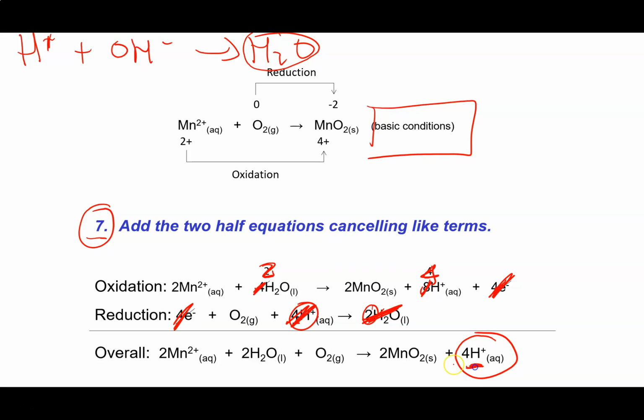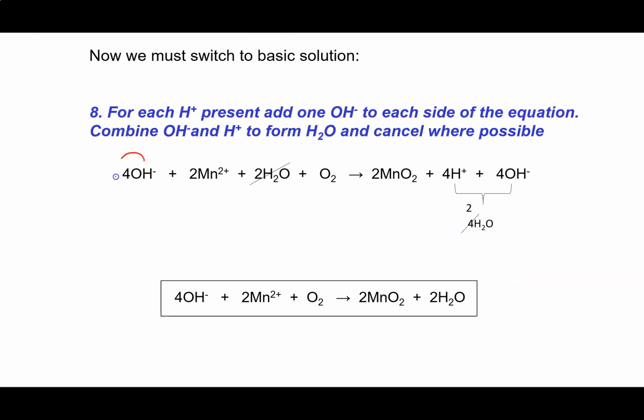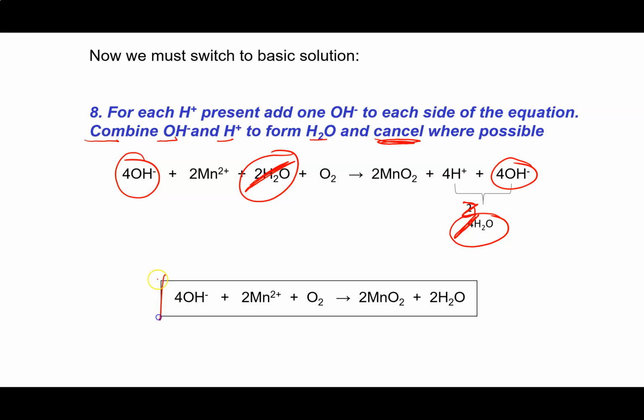So I can see here I need to add 4 hydroxide ions to both the left-hand side and the right-hand side of my equation. So 4 hydroxides, and then I added in 4 hydroxides. Now I've got to combine hydroxide and hydrogen ion to form water. So I did that and I formed 4 waters. And then I have to cancel wherever possible. You can see that 2 of these waters I can cancel out, and that leaves 2 remaining. So here's my overall balanced equation, and it's in basic conditions, right?